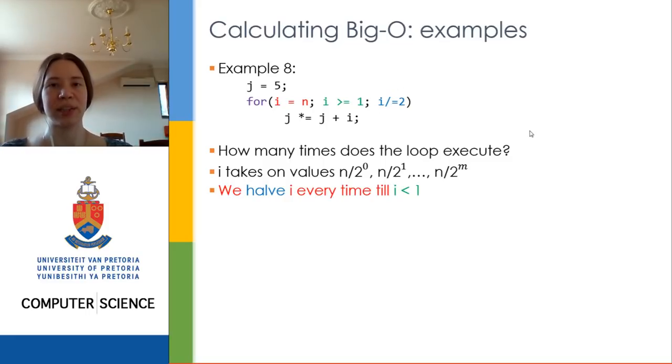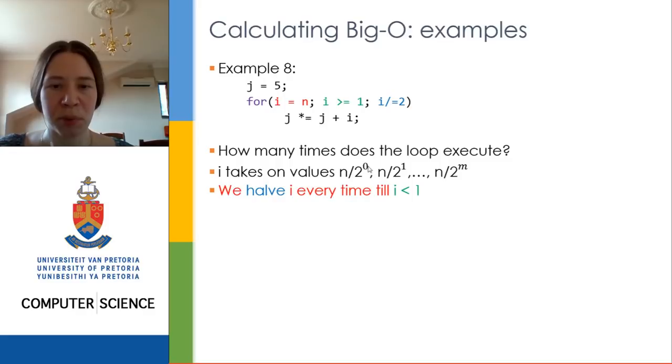If it is, you're going to do another execution, then you're going to halve the quarter, you're going to get 1/8 of n, you're going to compare 1/8 of n to 1. If it's still bigger than 1, you're going to keep going until eventually you divide the n by 2 so many times that it becomes smaller than 1. So if we were to express them with powers of 2, these are the values that i is going to take.